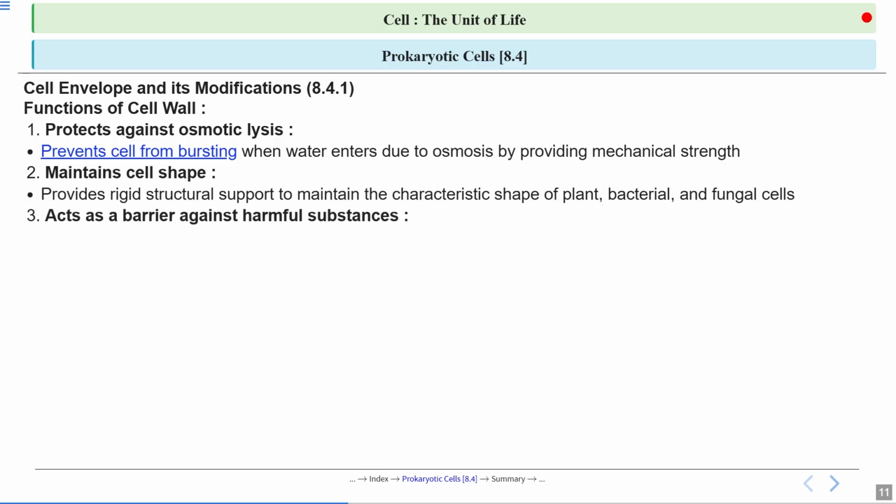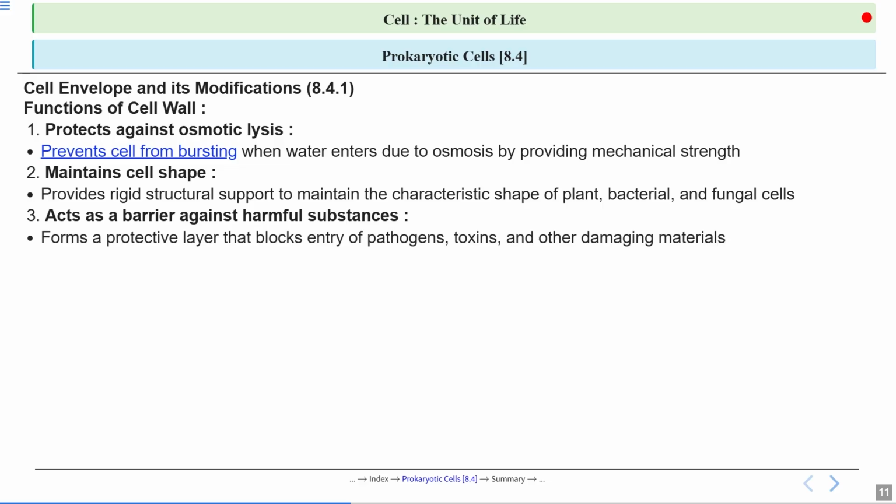The next function is to act as a barrier against harmful substances. It forms a protective layer that blocks the entry of pathogens, toxins and other damaging materials. So it is acting like a barrier for the entry of pathogens, toxins and other damaging materials as well.